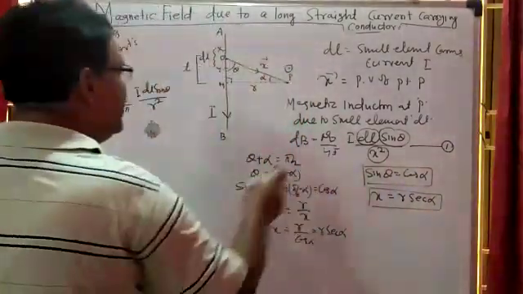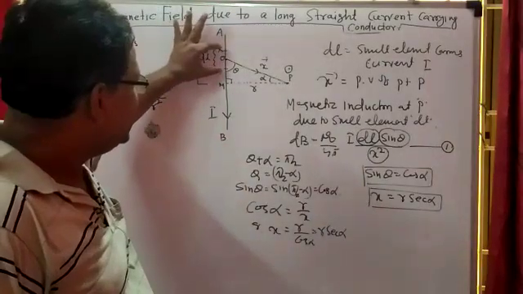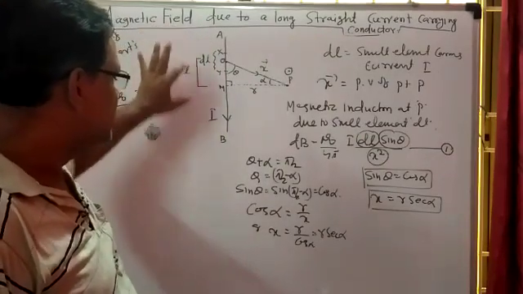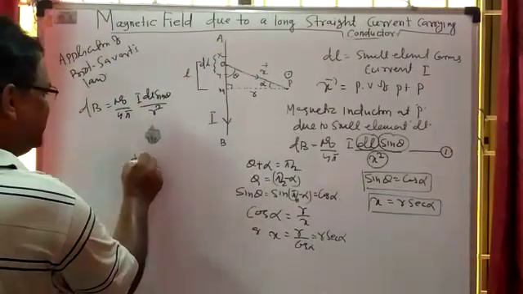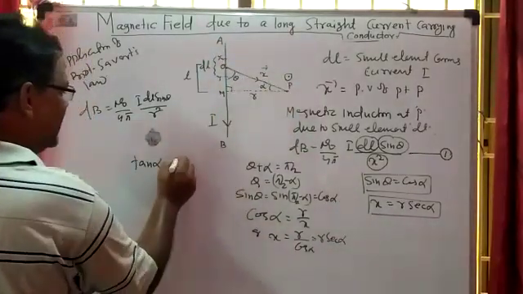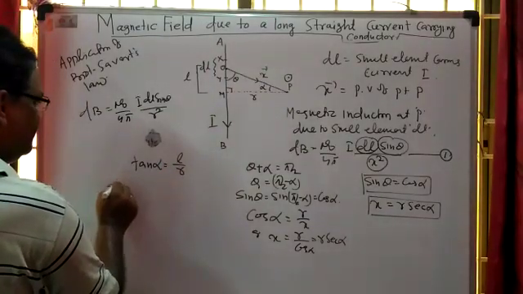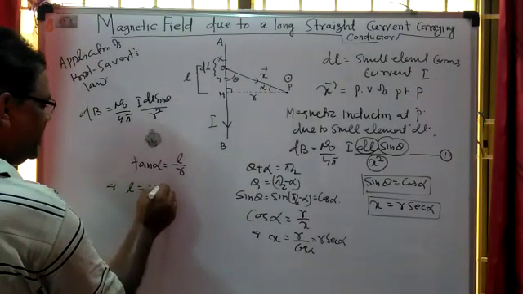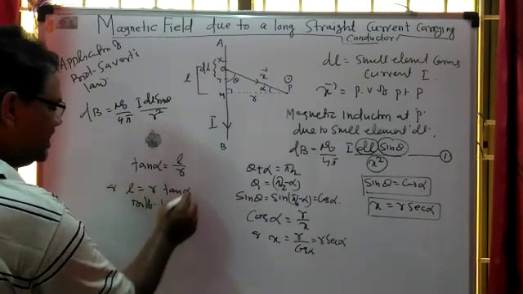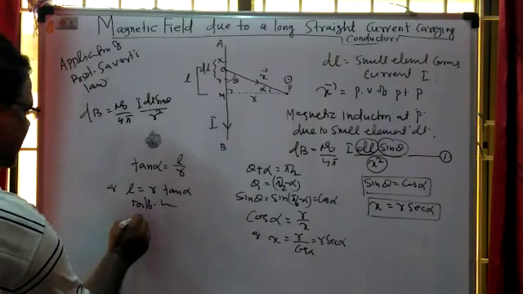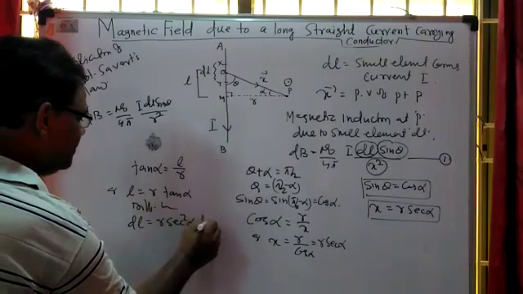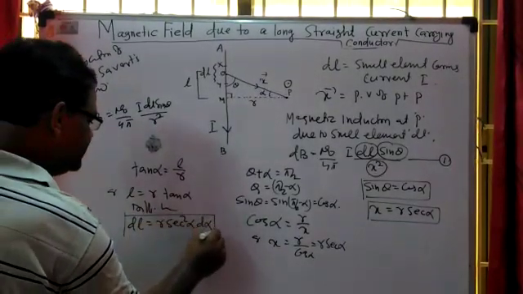Another part is to find dl. dl is the small element, and from the center of the element to the end is taken as L. From tan alpha equal to P upon B, that is L upon r, L equals r tan alpha. Differentiating both sides with respect to alpha, we get dl equal to r sec square alpha d alpha.